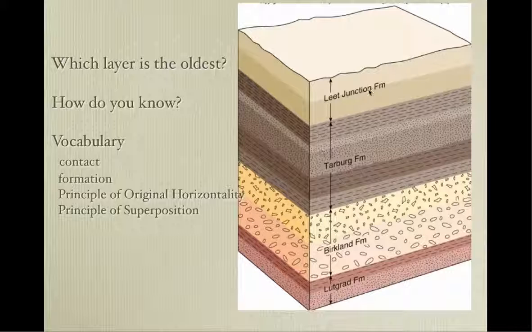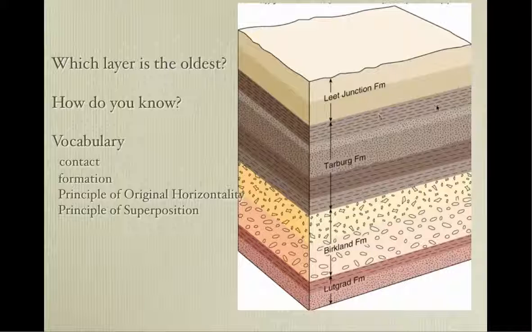Okay, like we talked about before, there is the thing called the law of original horizontality, which says rocks that are laid down in water tend to be horizontal, and rocks that are on the bottom are the oldest, rocks that are on the top are the youngest.